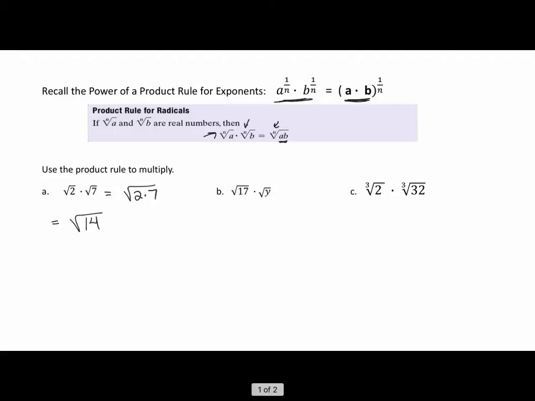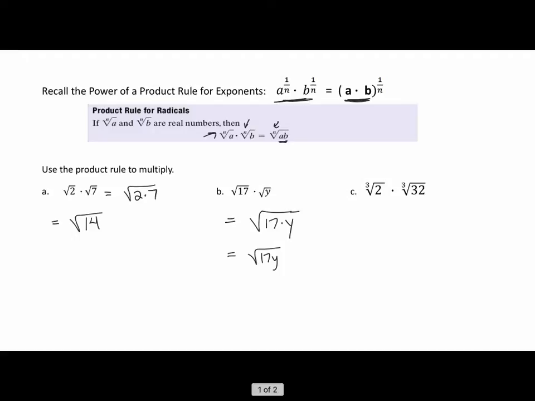For b, we have the square root of 17 times the square root of y, so they are the same index here, square root. I can put them under the square root with one radical. And I can't simplify that because there's single factors. So square root of 17y stays, and that's as simple as it gets.